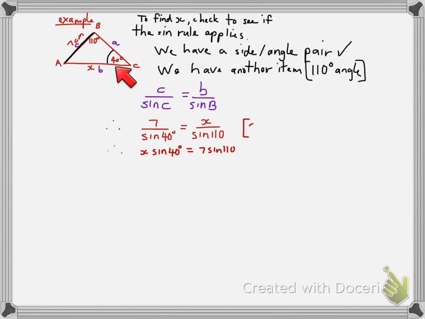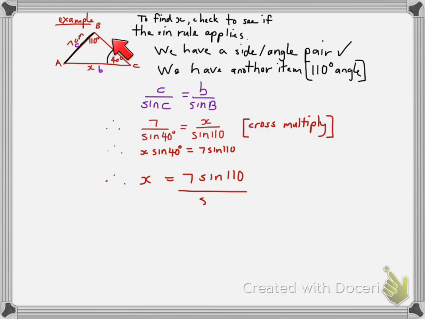So labelling our triangle as ABC, we've got side A over here, and angle A is not known. We've got angle C here and side C here of 7. We've also got up here angle B, which is 110, and side B is the one we want to find. So the pair that we know is side C and angle C.